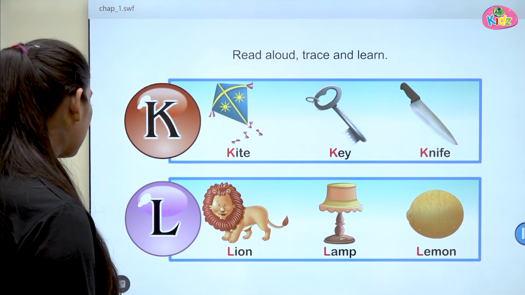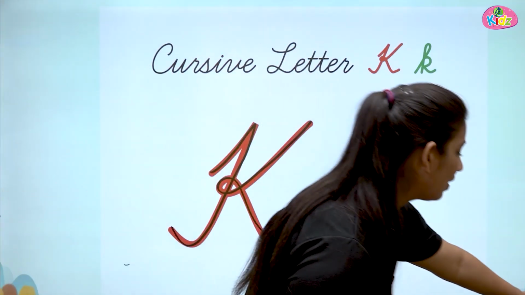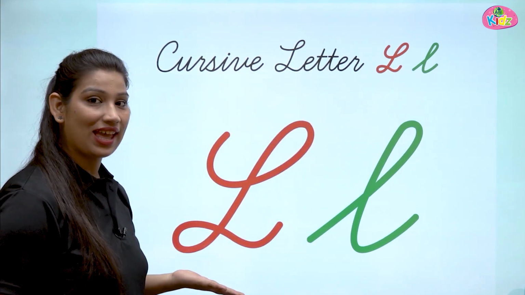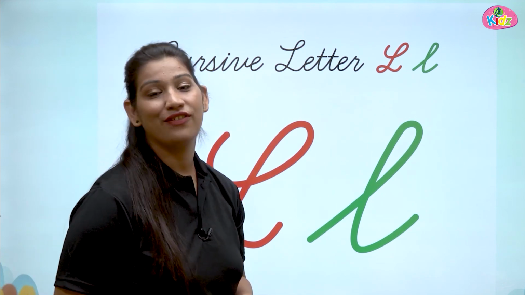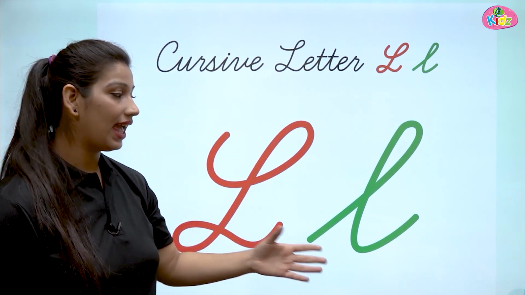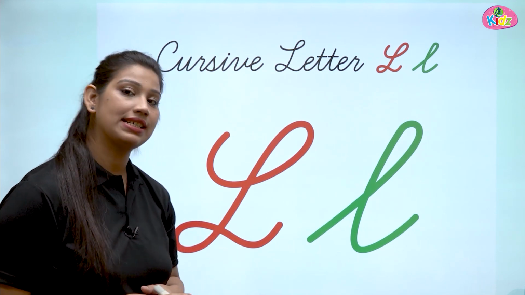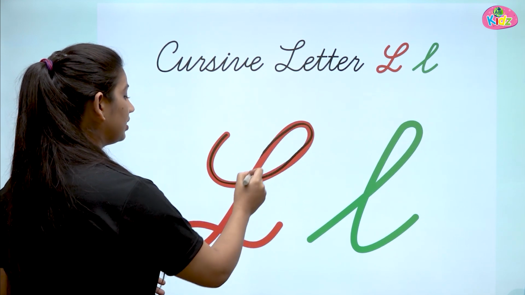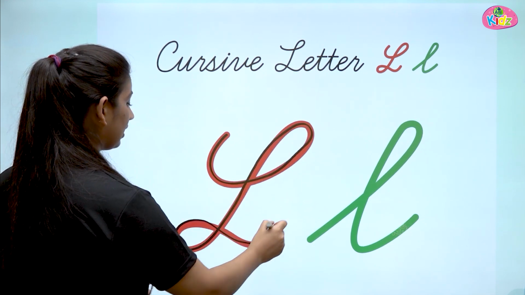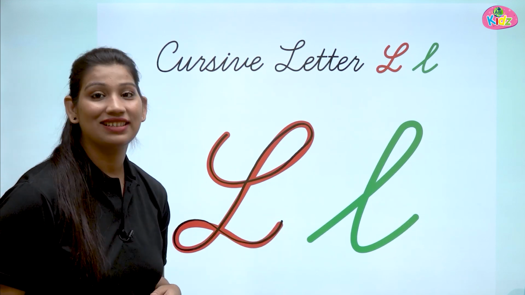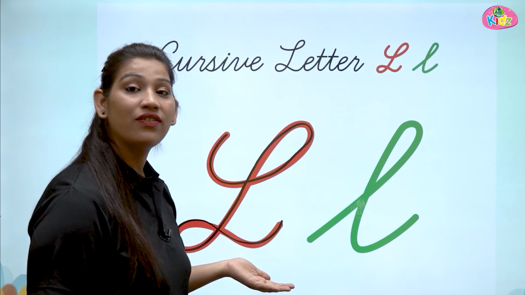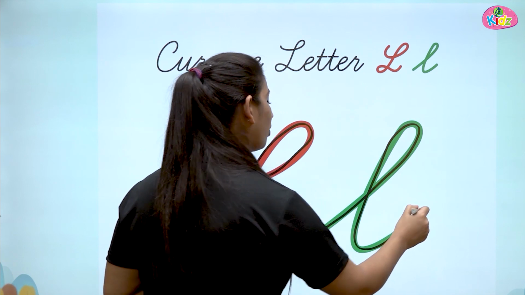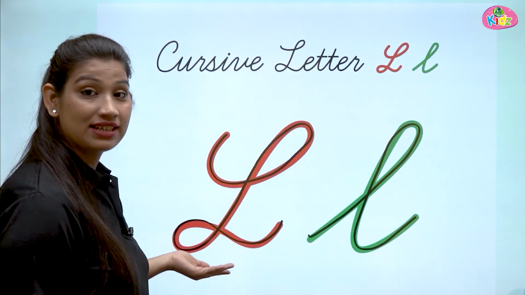Now, let us understand the writing of letter L. This is our capital cursive L. This is small cursive L. Both are in cursive. Let's start. Make a curve, come down, cross it like this. This is capital cursive L. Small cursive L.